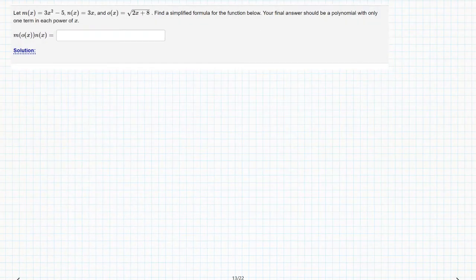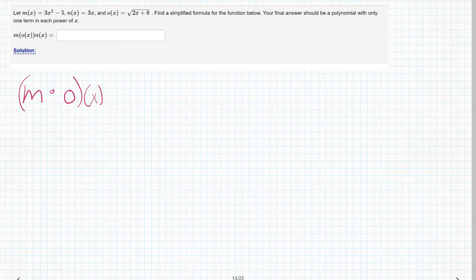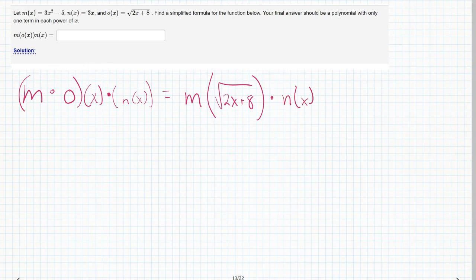Okay, so moving forward, let's try another one. This one's kind of tricky, and I'm going to write it actually a different way. So just so you can see, what they're actually asking is this m composed with O of x times n of x. Okay, so the same thing is what they're doing. So this is m of, well, what's O of x? Well, it's square root of 2x plus 8 times n of x, which we'll deal with in a second.